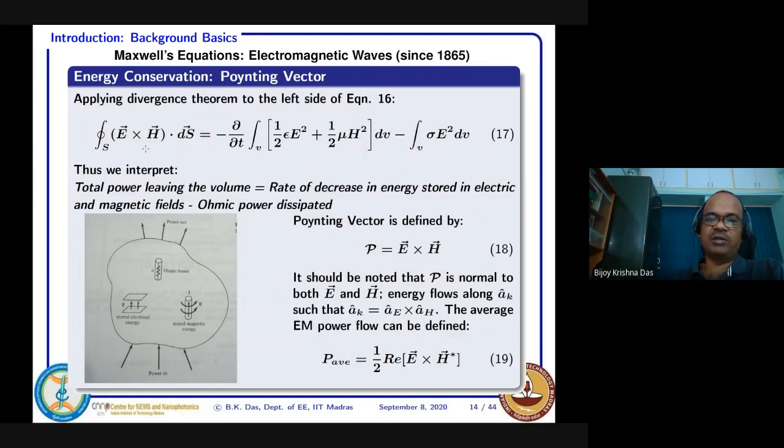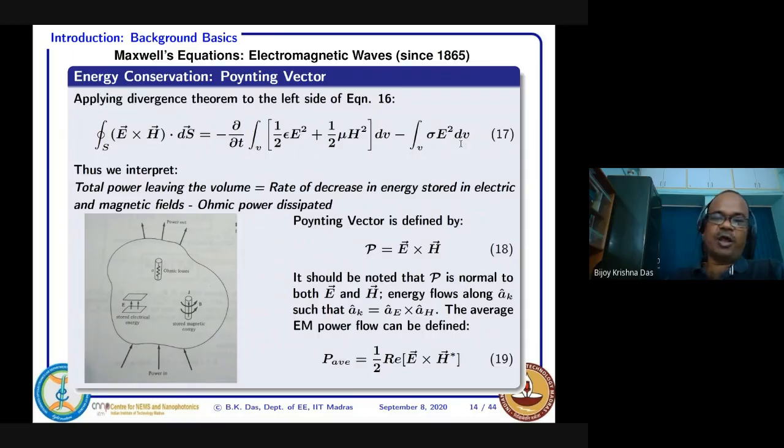Any textbook you can find it, and you can prove it also. It's straightforward. The right hand side we are keeping as it is, a little rearranged. First we are writing the energy density for the electric field and the energy density for the magnetic field, and then sigma E square is the ohmic loss, etc. So now we try to interpret this equation 17.